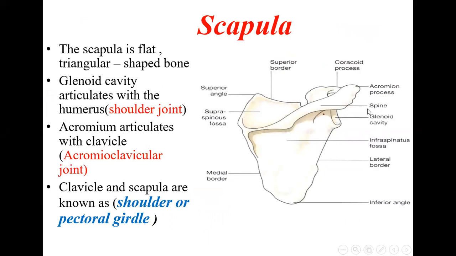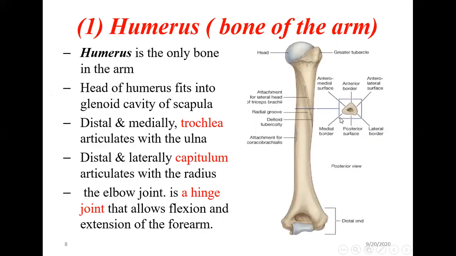In this socket, the head of the humerus will sit. Here is the head, and here is the glenoid cavity. Both sit like a ball and socket, so it is called a ball and socket joint. The head of the humerus fits into the glenoid cavity of the scapula.